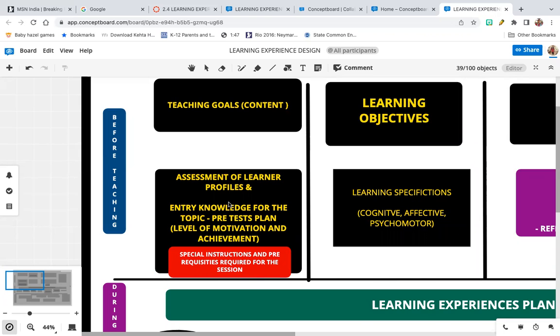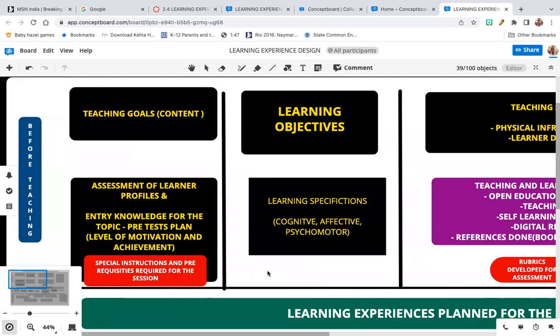But other than that, related to the topic you are teaching, what is the entry knowledge for the topic? So therefore, a pre-test plan, which consists of certain questions related to the topic that you are teaching, could be given to the students to understand their level of motivation for that particular topic, as well as the level of achievement for the particular topic. And you can also in this note down any special instructions or prerequisites required for your session, for that lesson.